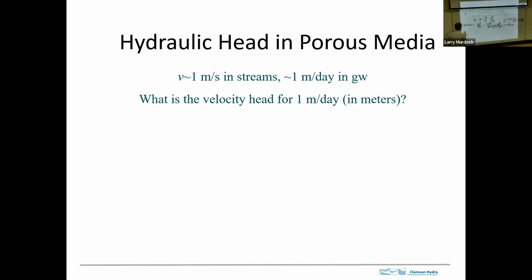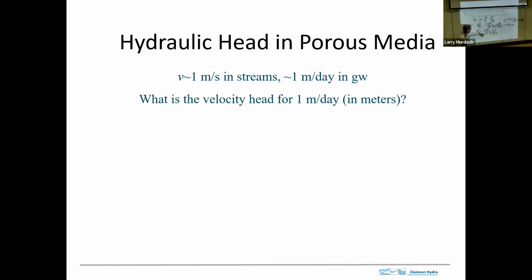But in groundwater, the flow is slower. So instead of a meter in a second, it's about a meter in a day. Depends where you are, but let's just say that's the ballpark. So the velocity head in groundwater, where it's a lot slower, is going to be 1 meter squared per day squared, divided by 2 g.